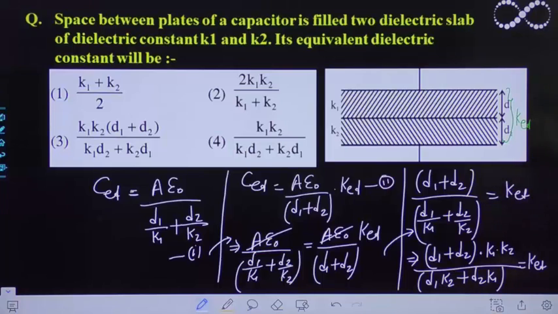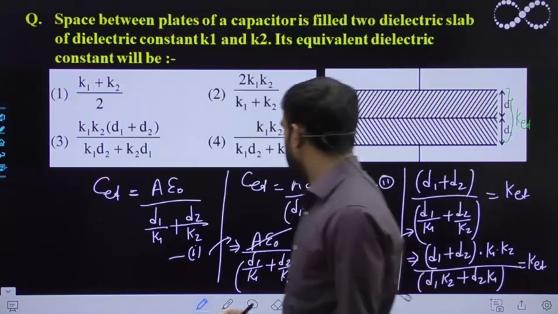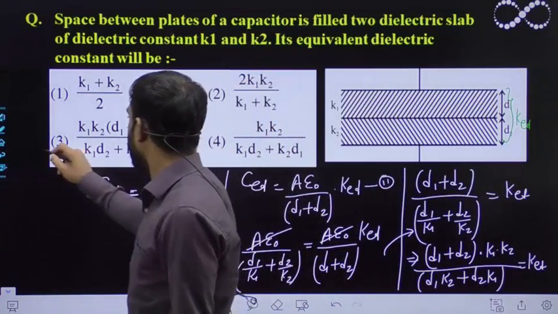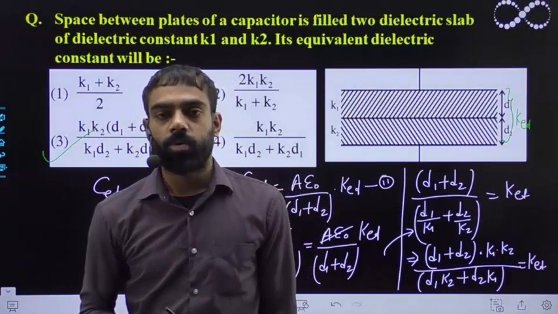Okay, so now see which option is matching here. You will easily see D1 plus D2 K1 K2, over K1 D2 and K2 D1. So option C is matching. So you can say option 3 is the answer here. Okay students, I hope you understood this question.